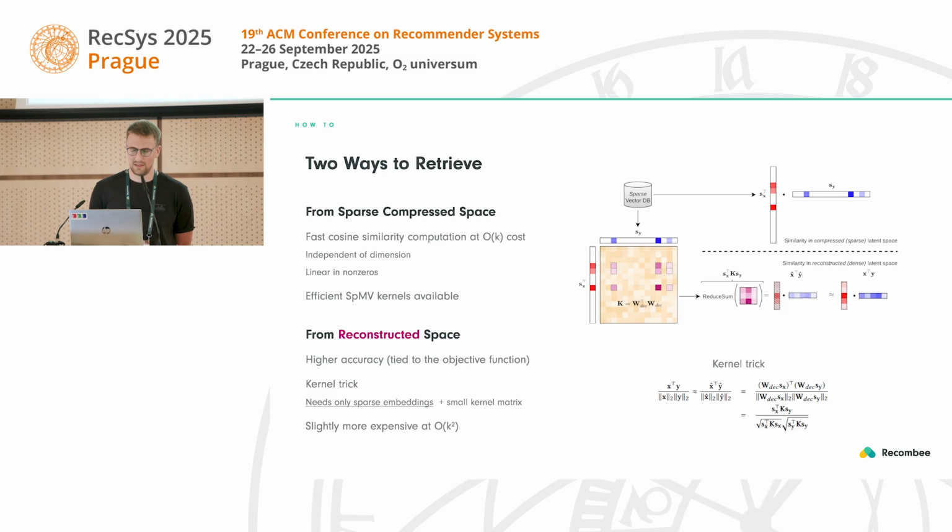Also, the second method uses a kernel trick with a special kernel matrix that can basically simulate retrieval in the original space or the reconstructed space by only using the sparse compressed embeddings and a small matrix as a kernel that does a reduced sum for these embeddings. This is more accurate because it's directly tied to the objective, and it's slightly more expensive at k² in terms of the number of active neurons in each embedding. But this might be a very good trade-off in some situations.